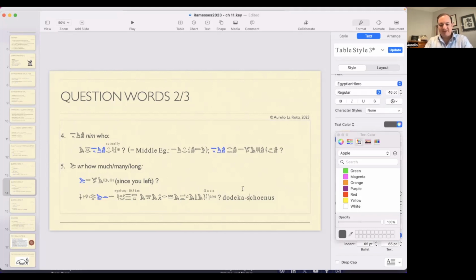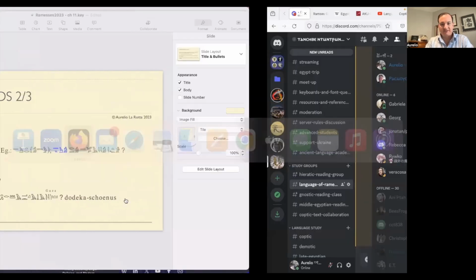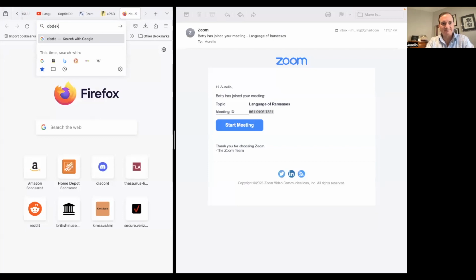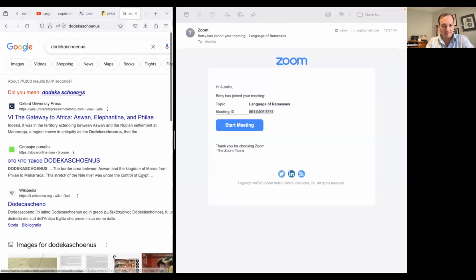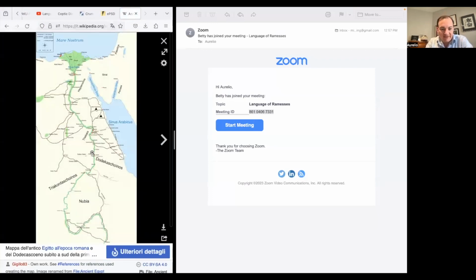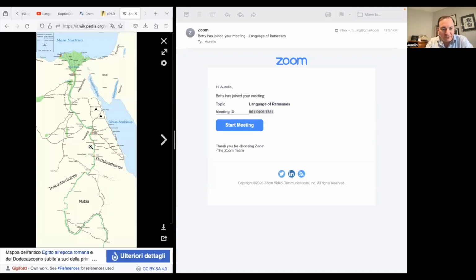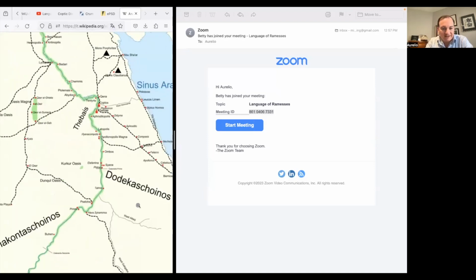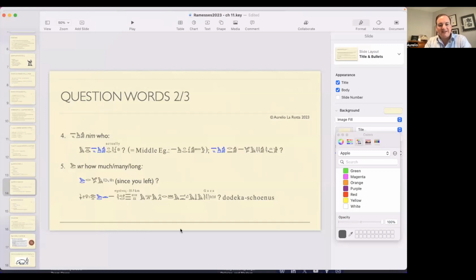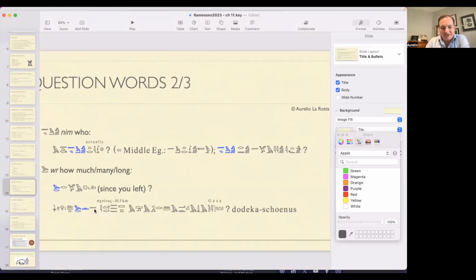Now I have to look this up. Dodekaskoinos. That's the other direction, though. Okay, there we go. Down here. That area, like further in the south. That's the so-called Dodekaskoinos. Has nothing to do with Gaza, of course, which would be someplace completely different. Okie doke, very well done. So that's word. So word just means how many.